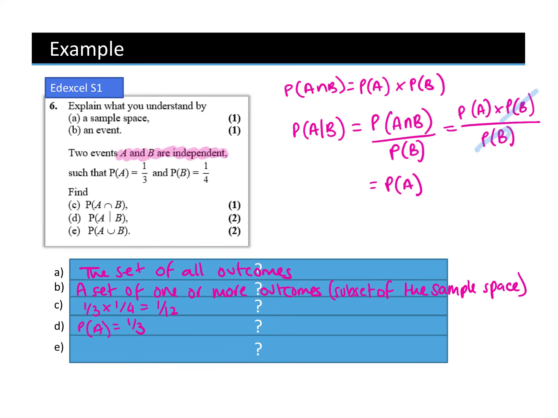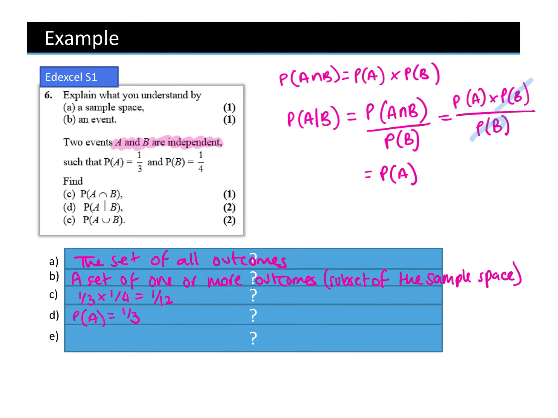Then the probability of A union B, we know the rule is the probability of A plus the probability of B minus the probability of A intersection B. So we're going to get a third plus a quarter minus 1/12, which is going to give us 6/12, which is a half.